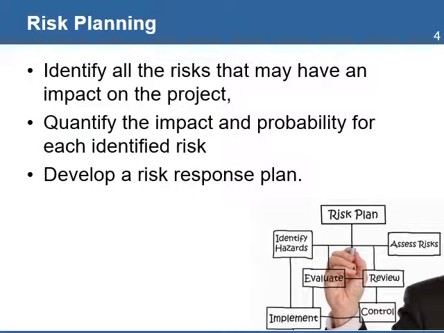Risk planning consists of 3 steps. Identifying all the risks that may have an impact on the project. Quantify the impact and probability for each identified risk, and develop a risk response plan. The plan will identify all risks and their levels of probability and impact, the strategies to deal with those risks, the roles and responsibilities of the team to implement activities to manage the risk, and the budget assigned to deal with the risk. The plan will include contingency plans with predefined actions, fallback plans when the actions to manage a risk may not have worked as planned, and a contingency budget to mitigate the cost caused by the risk event.